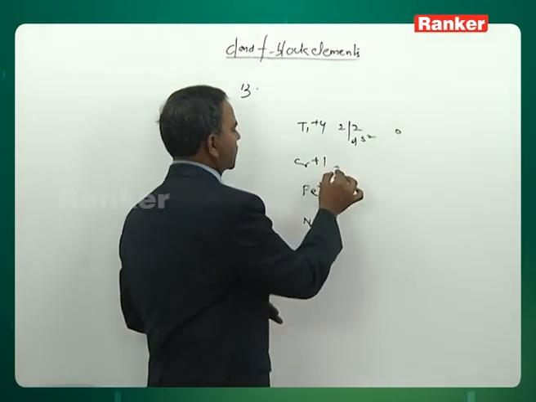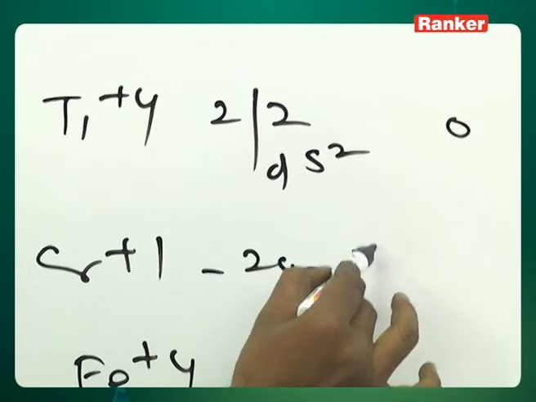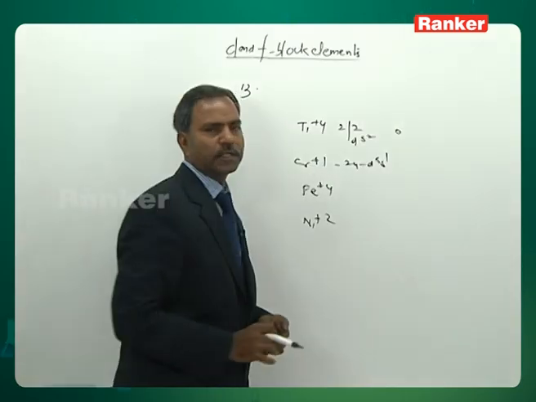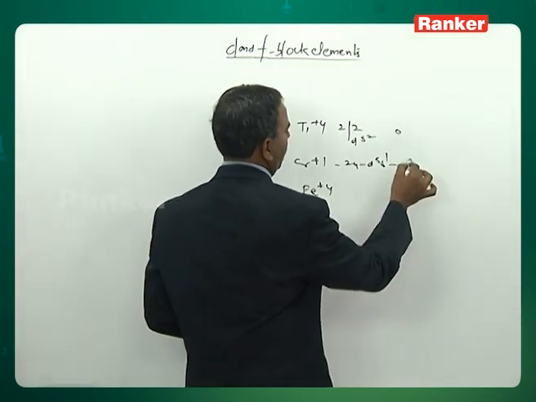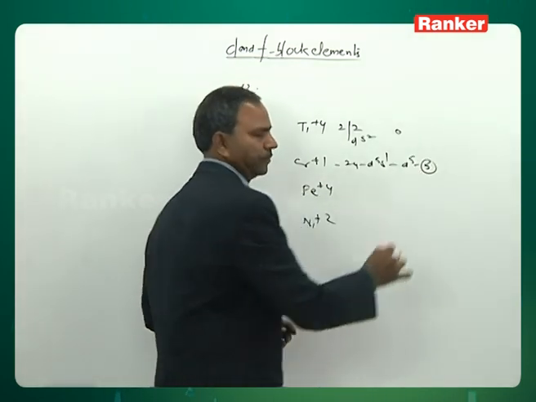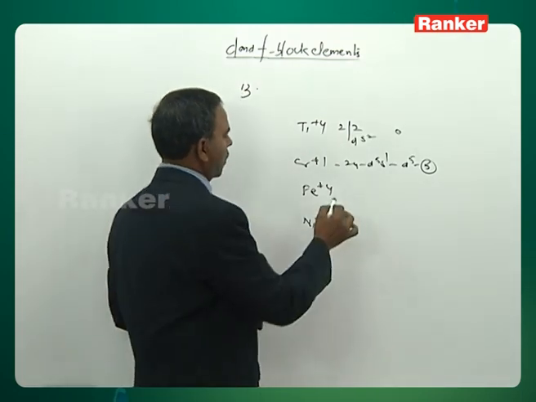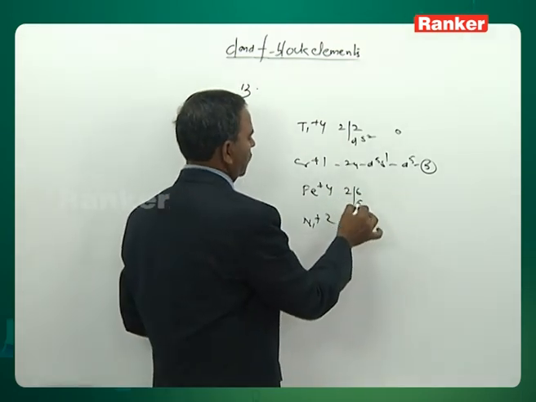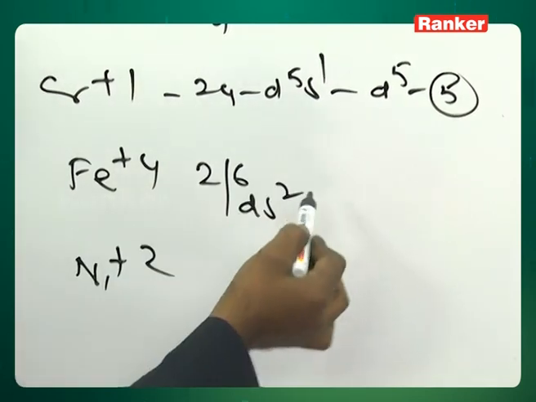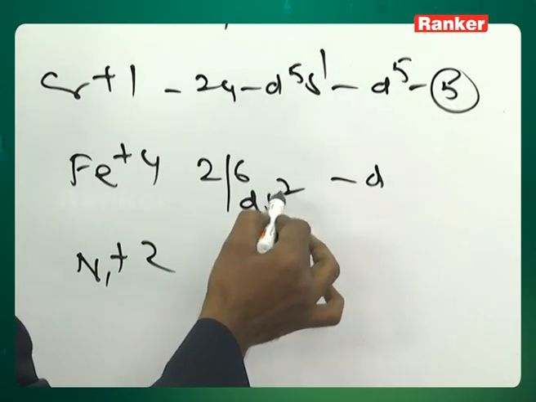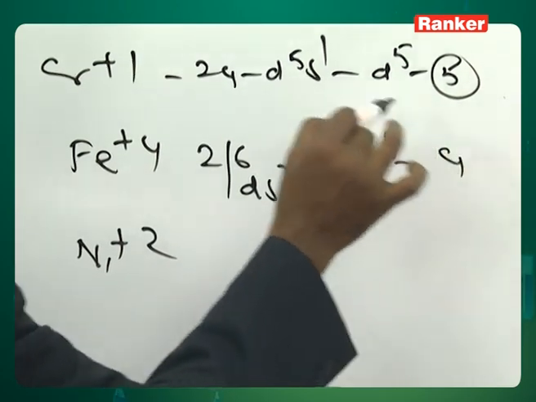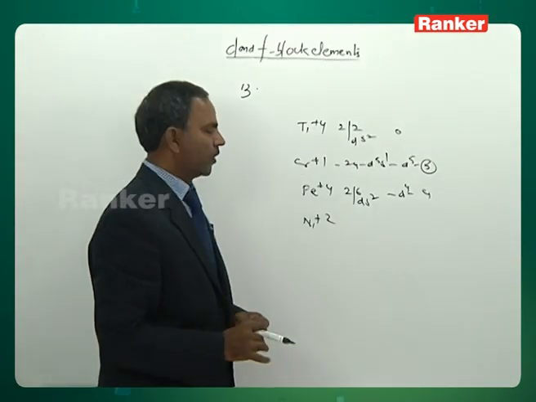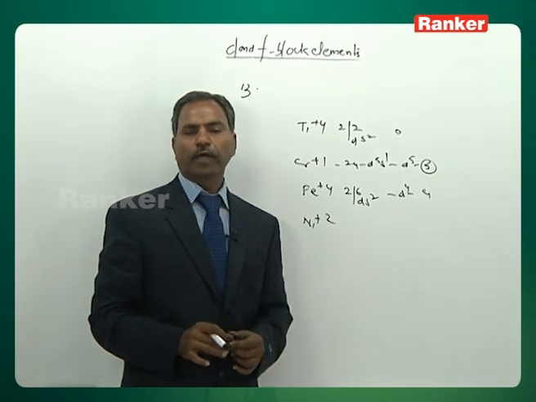Coming to chromium plus 1, you know 24, and the configuration is also well known to you: d5s1. Given plus 1, it will be d5. How many unpaired electrons? 5. Coming to Fe plus 4, 26 means d6s2; plus 4 means 2 electrons remain after losing 4. Therefore Fe plus 4 is d4, 4 unpaired.